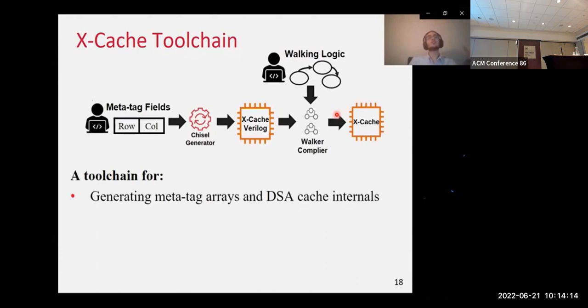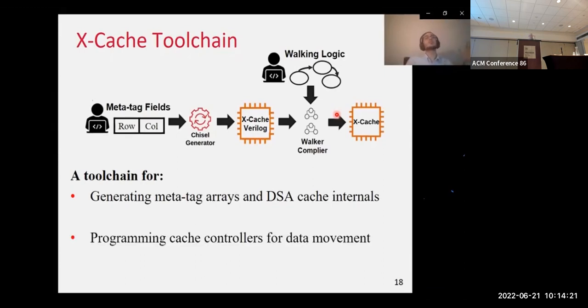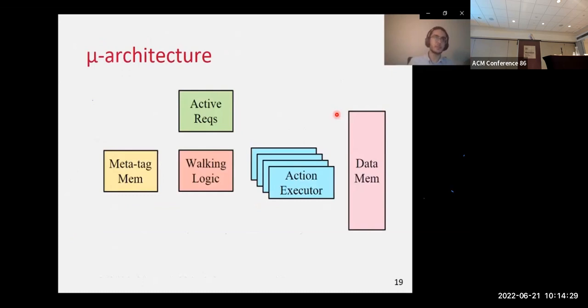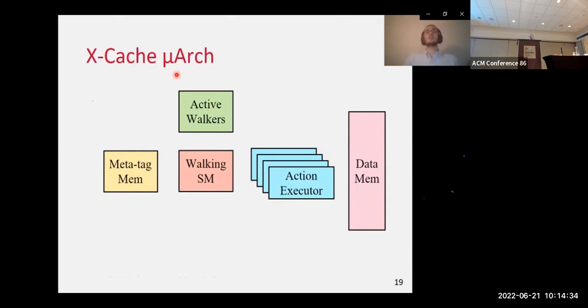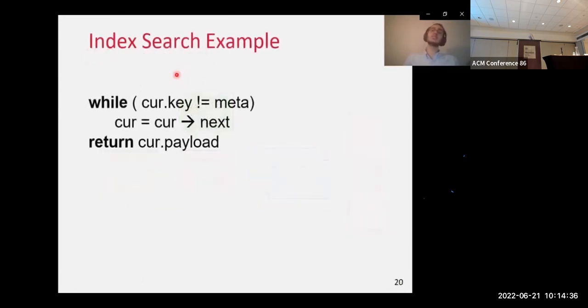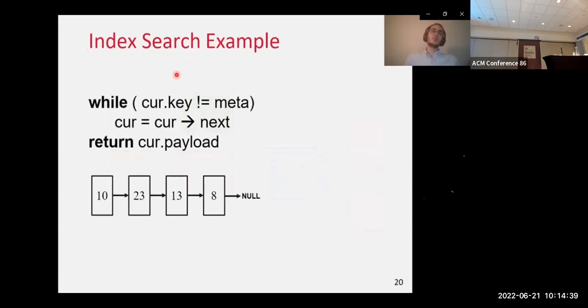So Xcache is a toolchain for generating meta tag arrays and DSA cache internals, programming cache controllers for data orchestration, and parameterizing cache controllers for different DSAs. So this is the overview of the microarchitecture of Xcache, and for explaining this microarchitecture, I'll be using this example. This is similar to traversing a bucket inside a hash table. We go node by node until we reach a node whose key matches our input key.